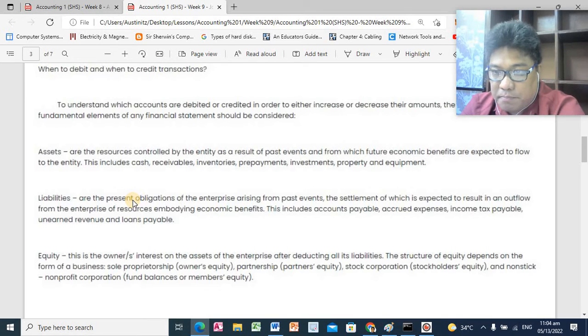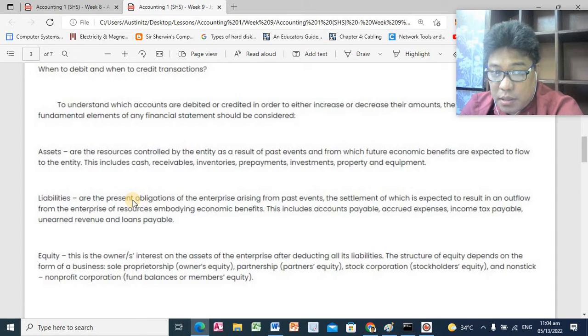Now, the second element to be considered is liabilities, which are the present obligations of the enterprise arising from past events, the settlement of which is expected to result in an outflow from the enterprise of resources embodying economic benefits. This includes accounts payable, accrued expenses, income tax payable, unearned revenue, and loans payable. Liabilities, as we have studied before, are things that could cause the loss of our cash in the future.